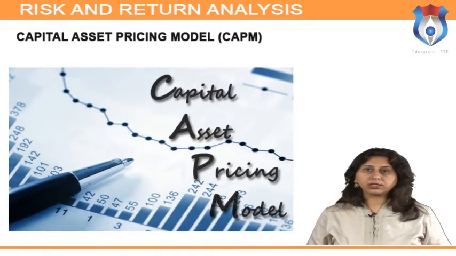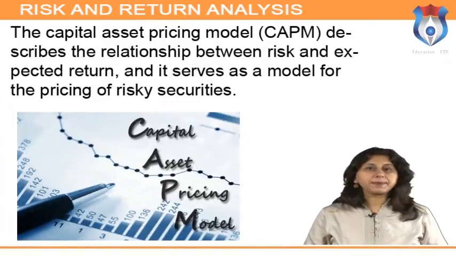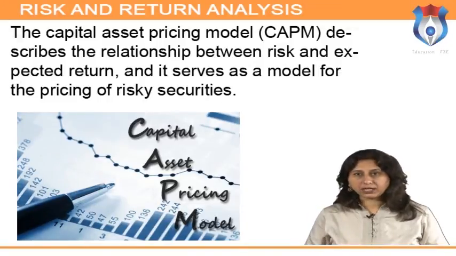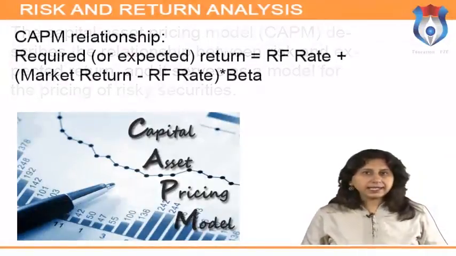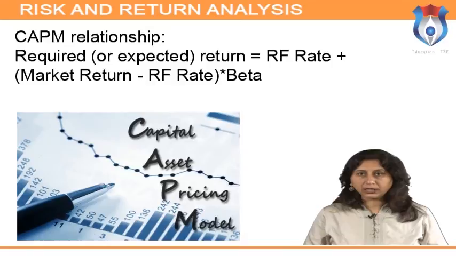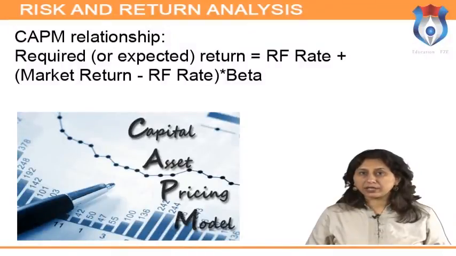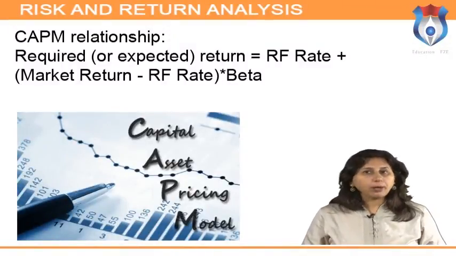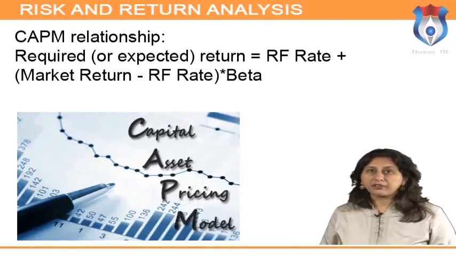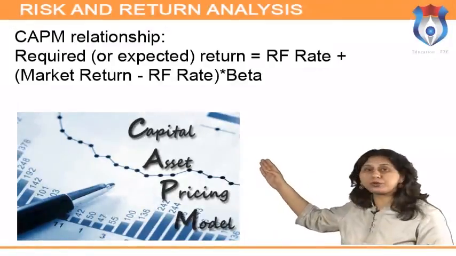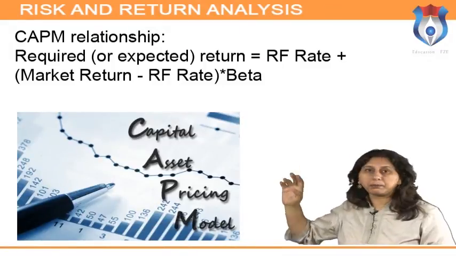Capital Asset Pricing Model (CAPM). The Capital Asset Pricing Model (CAPM) describes the relationship between risk and expected return, and it serves as a model for the pricing of risky securities. The CAPM says that the expected return of a security or a portfolio equals the rate on a risk-free security plus a risk premium. The commonly used formula to describe the CAPM relationship is as follows. Required or expected return is equal to RF rate plus market return minus RF rate times beta.